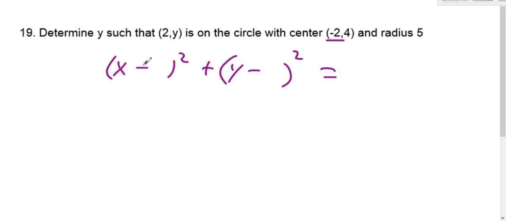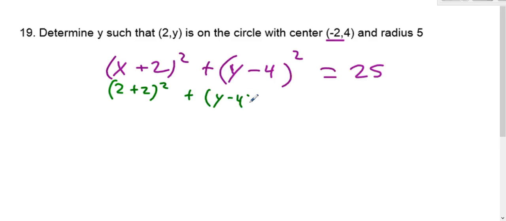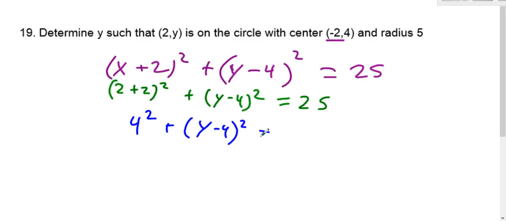So x minus -2, that's x plus 2. Y minus 4. And then the radius squared is 25. Then you plug in the point 2, y. So we plug in 2 for x, and we keep y for y. So that's 4 squared plus (y - 4) squared.